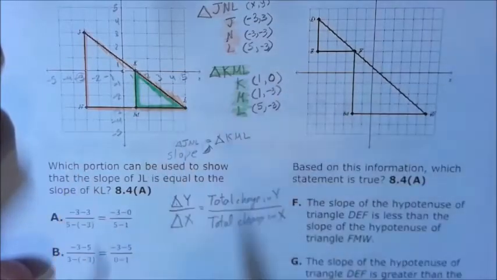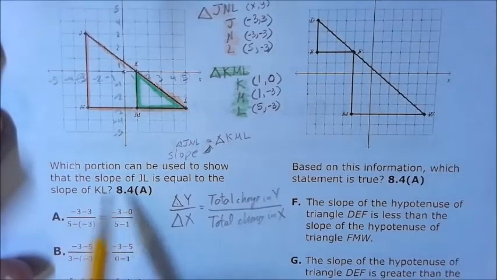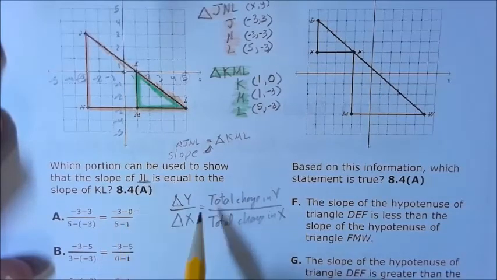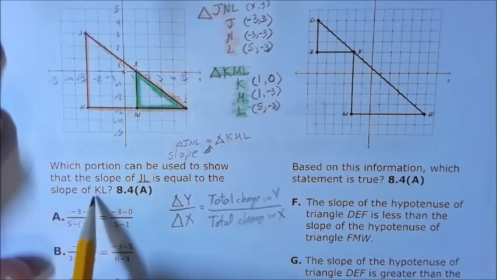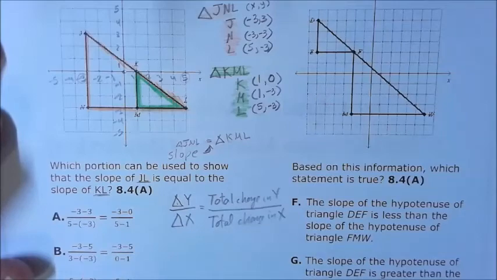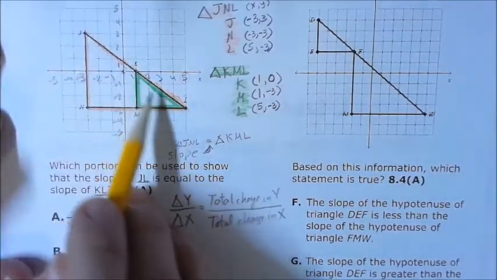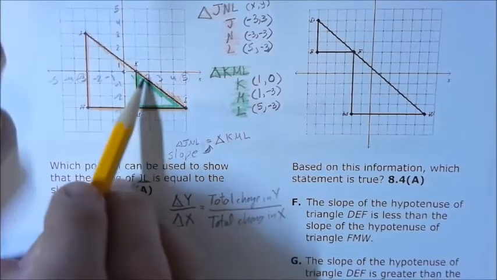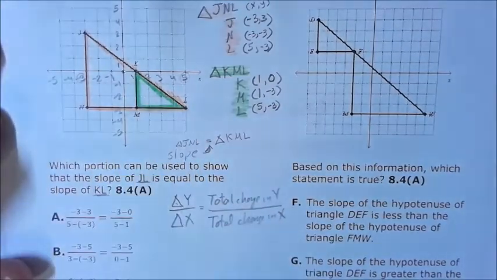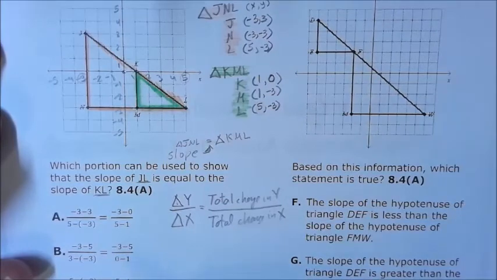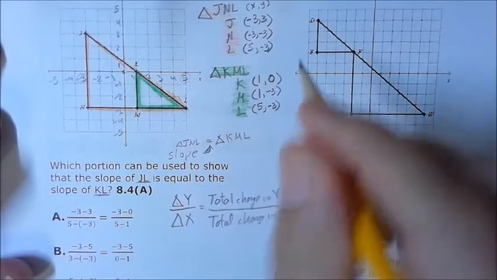We know what we're comparing. We're actually comparing the hypotenuse of JL, and it's saying that it's equal to the slope of KL, which is a true statement. So we're looking at this hypotenuse of the triangle, which is the longest portion of the triangle. And if you notice, they lie on each other, so they have the same slope. And that's why we can set up a proportion. They're equal to one another because they are proportional.